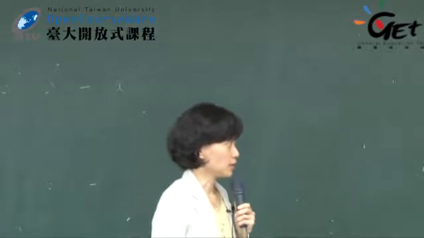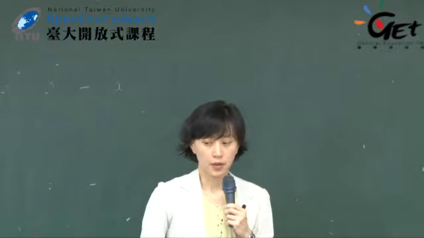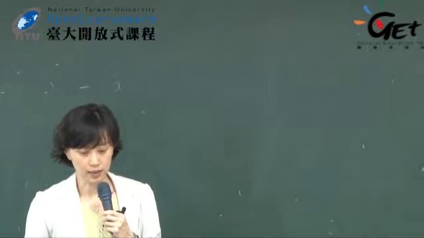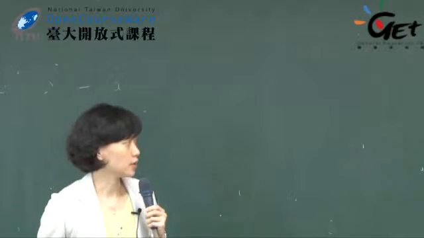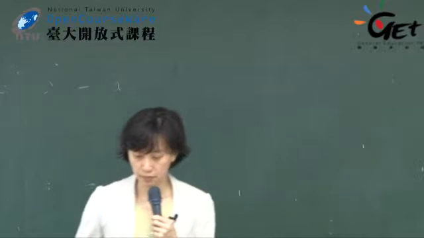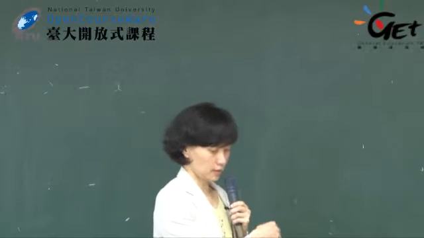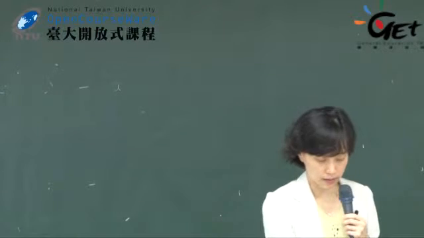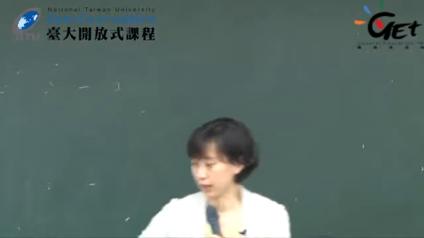Okay, so this map shows that some areas have high mortality. The mountainous region and the eastern coast have higher mortality. So this is another example showing health inequality by region.